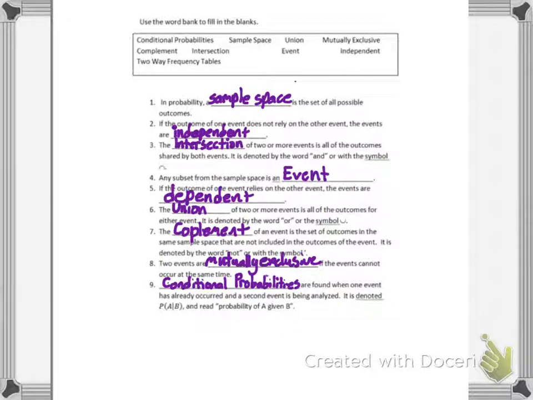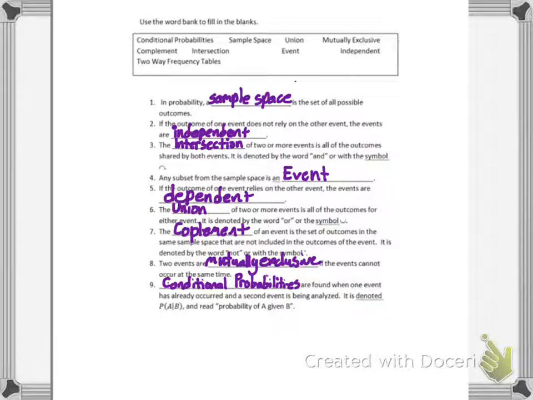Any subset from a sample space is an event. If the outcome of one event relies on the other event, the events are dependent. The union of two or more events is all the outcomes for either event, and is denoted by the word "or" or the union symbol.